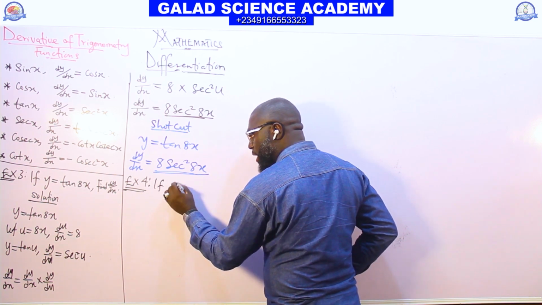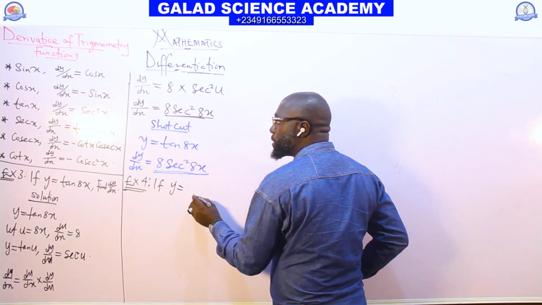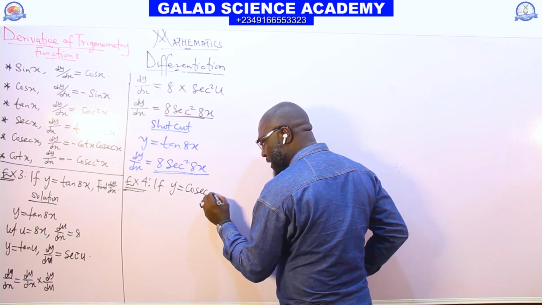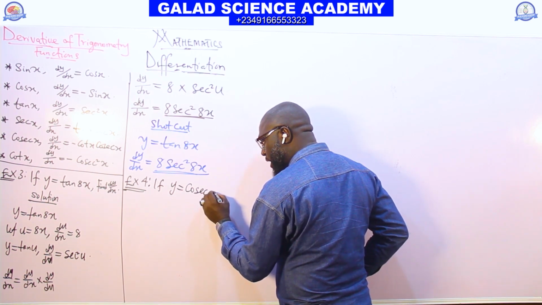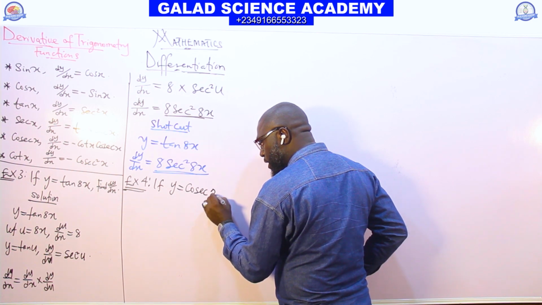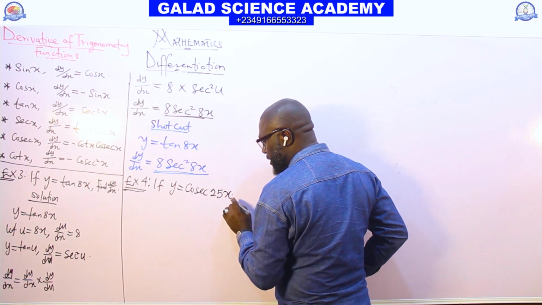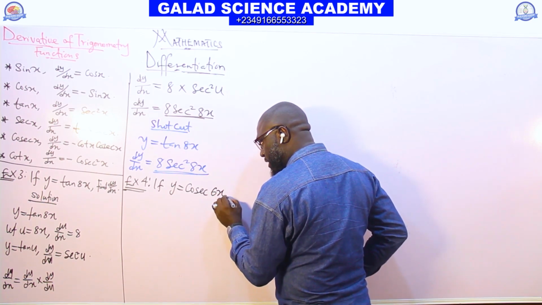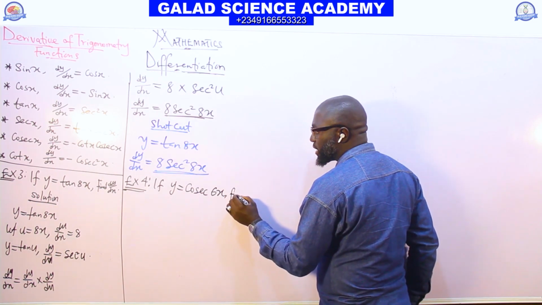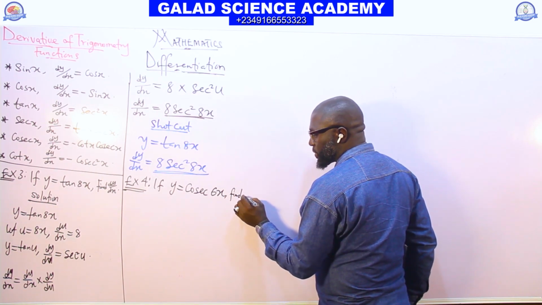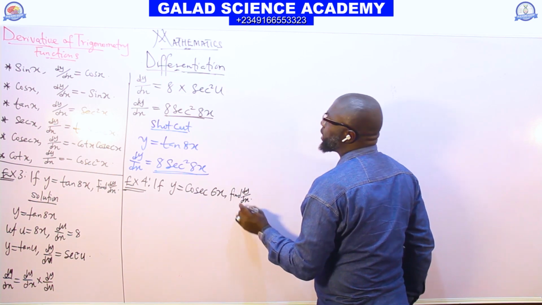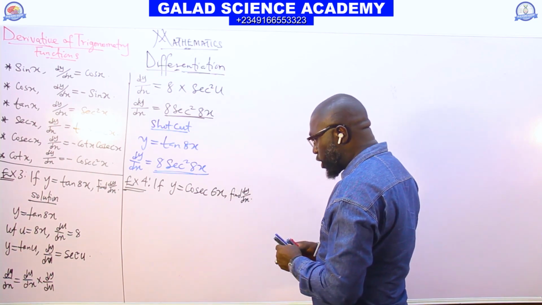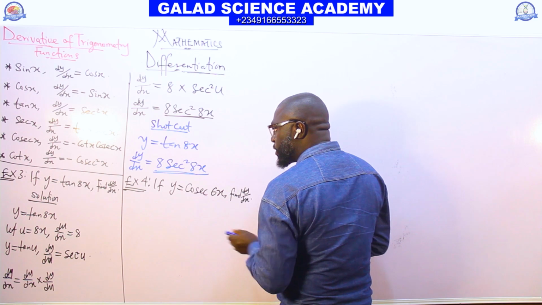If y equals cosec 6x, find dy/dx for this. So to know the dy/dx now, what do we do?